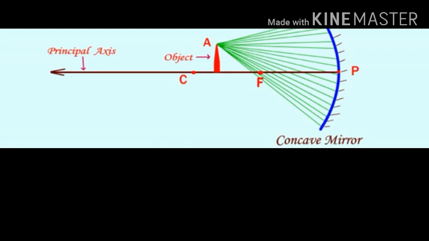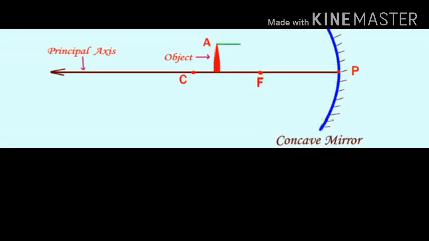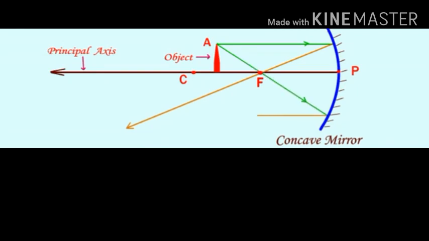The incident light ray, which is parallel to the principal axis, after reflection moves through the focus, and the light ray which is passing through the focus after reflection moves parallel to the principal axis. And here also we can see that the reflected light rays intersect at a particular point, and just join that point with the principal axis, that gives the corresponding image.